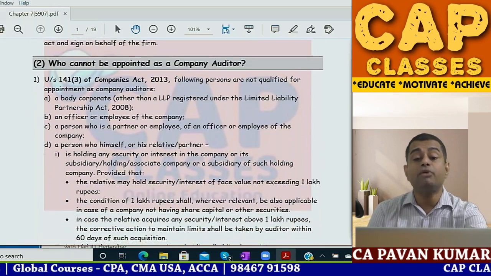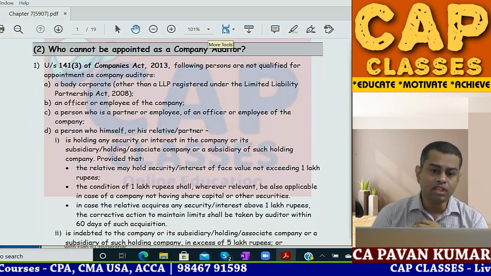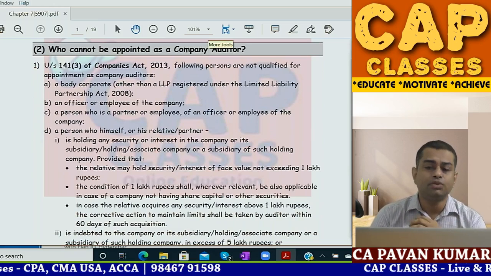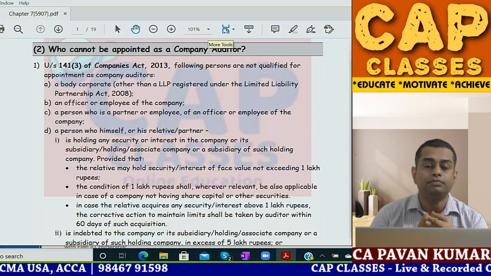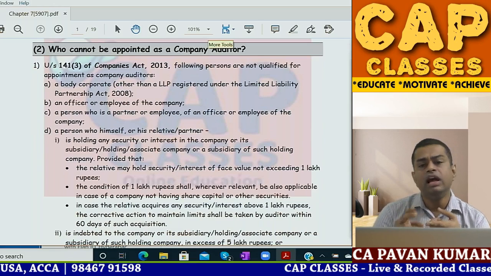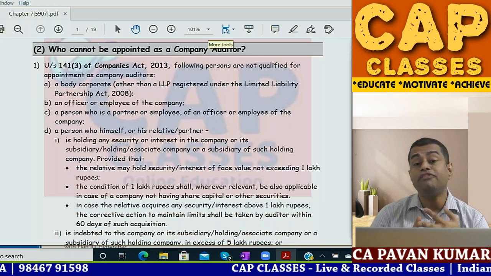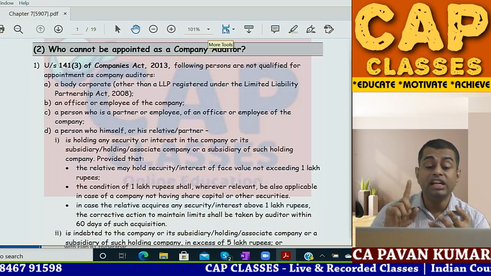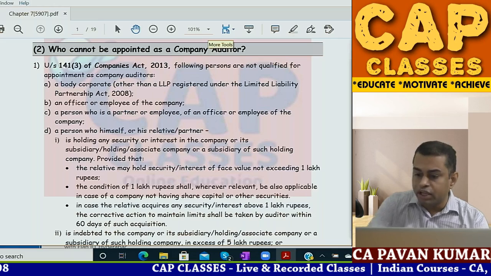Who cannot be appointed as company auditor? These are called disqualifications. First one is qualification, this is a disqualification. So what are the disqualifications? One, body corporate. A body corporate cannot be appointed. LLP is an exception, already we have discussed that. Second one is an officer of the company. Third one is a person who is partner or employee of an officer or employee of a company.